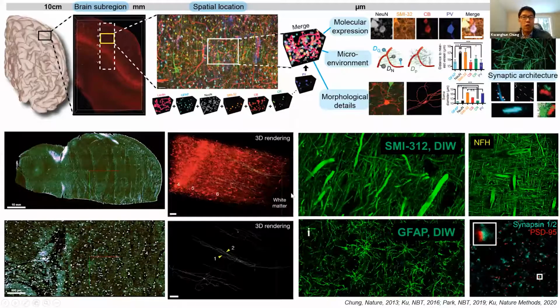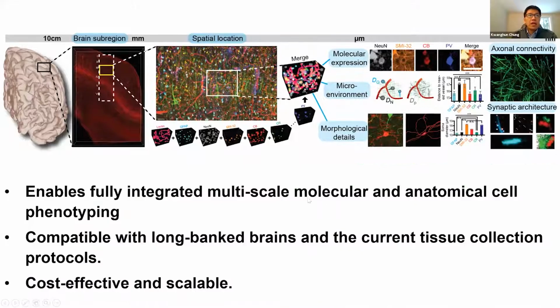Okay, so using our approach, we can extract all these multi-scale informations from the same tissue in a fully integrated manner. So using our platform, in summary, it enables fully integrated multi-scale molecular and anatomical cell phenotyping, and it's compatible with long-banked brains and current tissue collection protocols, and it's cost-effective and scalable.